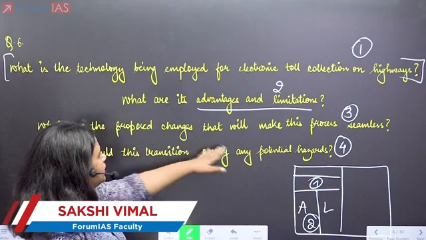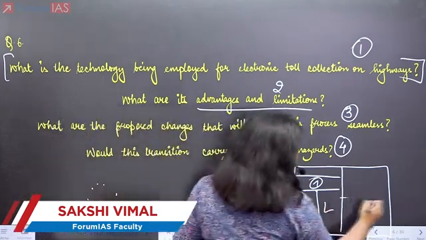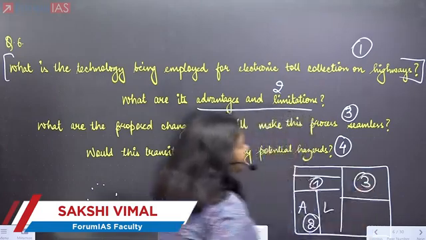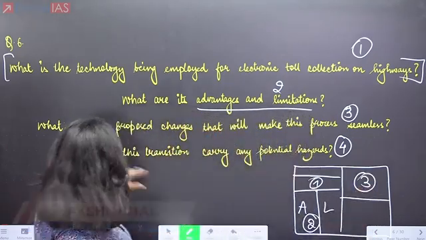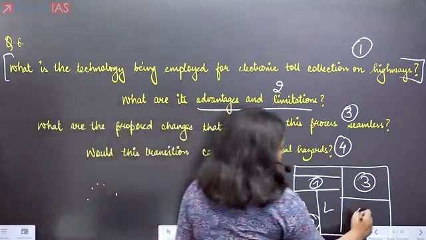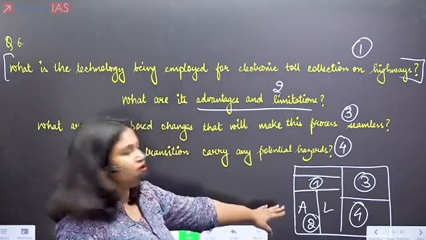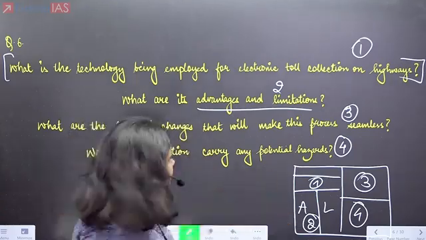Then what are the proposed changes that will make this process seamless? So demand number 3, what are the changes, updates? Then would this transition carry any potential hazards? Again, what are the potential hazards? For me to fit all this content here, this sort of structuring would be necessary.